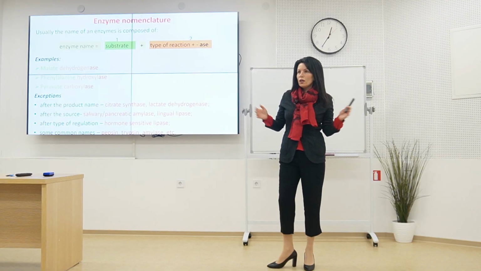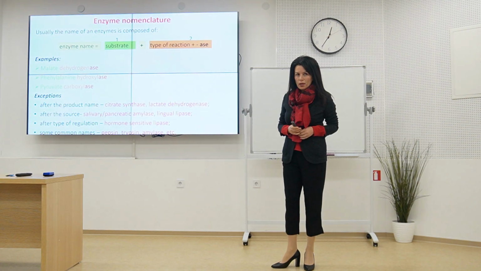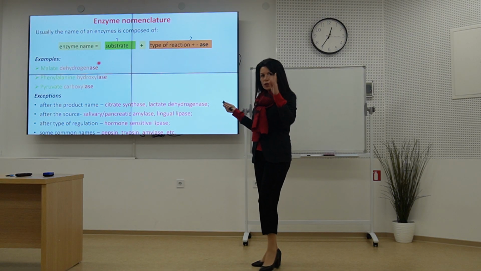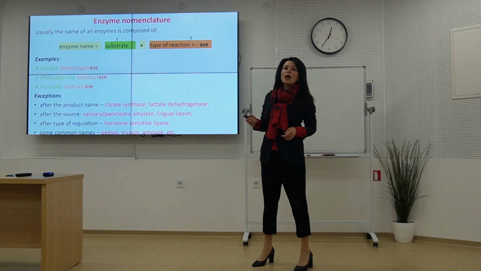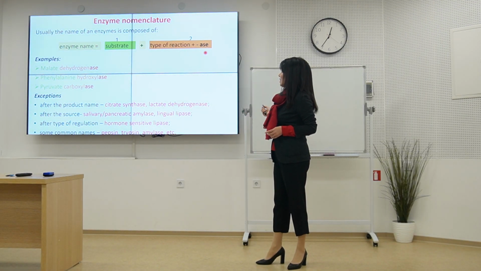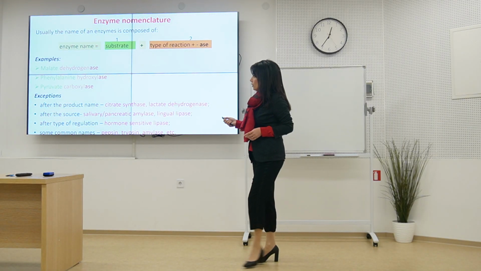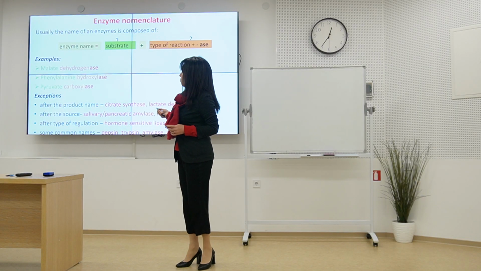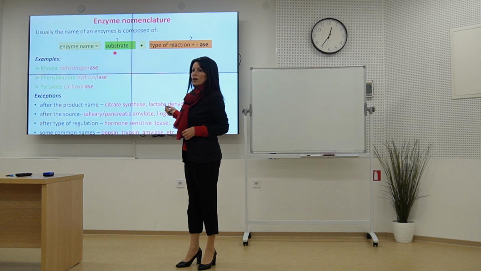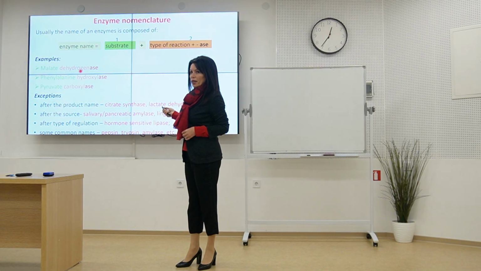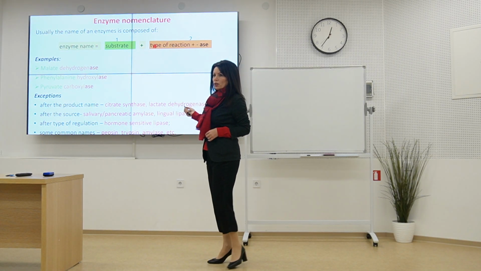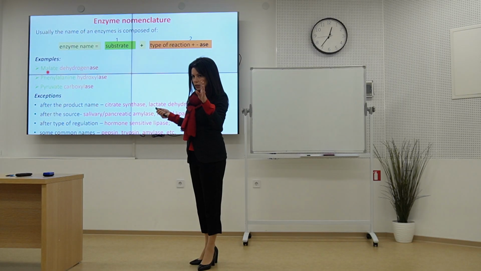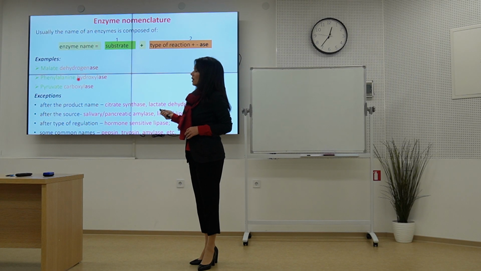But in practice, we can use this formation of enzyme name, which is according to, first, substrate name. We need to know the substrate name of the reaction. Number 2, the type of the reaction, plus ase in the end. Let's see the examples. Malate dehydrogenase means that the malate is substrate name. Dehydrogenation is a type of the reaction, plus ase. Let's see the second example, phenylalanine hydroxylase.